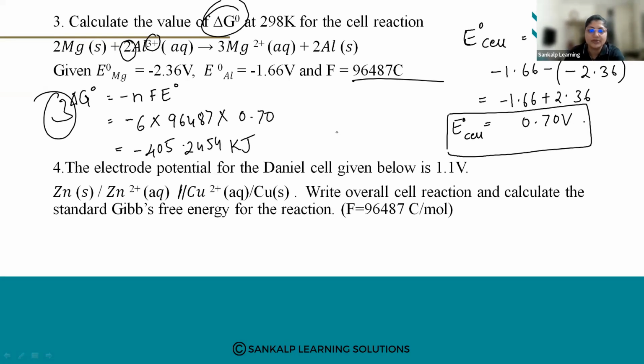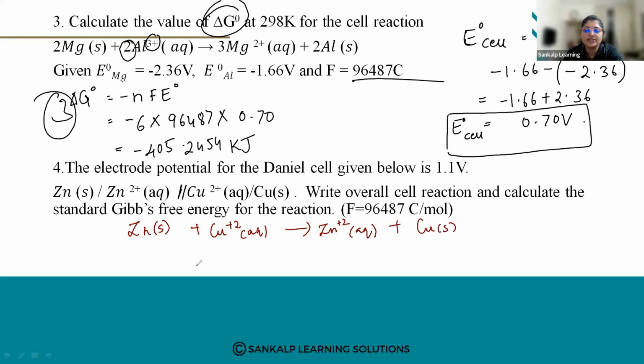For the previous question, Srushti, Umbra, and Vedvati have answered it right. Good. Now we are solving the next question. This is the Daniel cell, so you have to find the standard Gibbs free energy. I'll write the reaction: Zn plus Cu2+ aqueous giving Zn2+ aqueous plus copper solid.